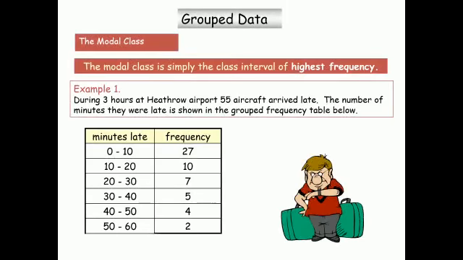Here is the same question: at the airport, 25 aircraft arrived late. The lateness classes are there and the frequency is there. Look at the frequency. Which is the highest frequency here? 27 is the highest frequency. Which group does 27 come in? 0 to 10. So 27 is the highest frequency, and our answer for the modal class is 0 to 10.